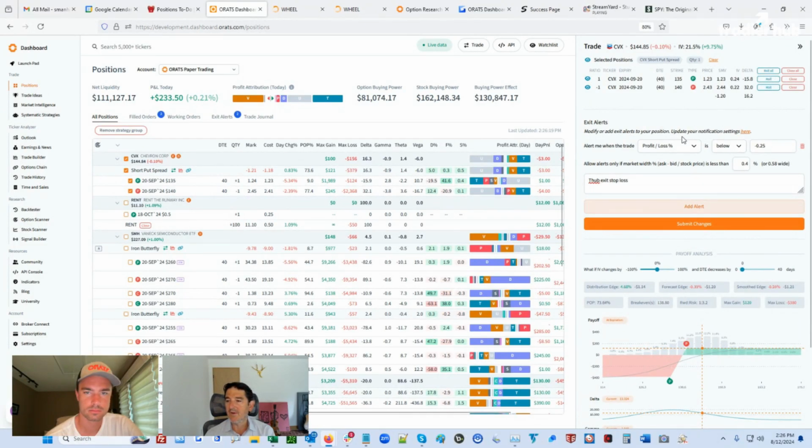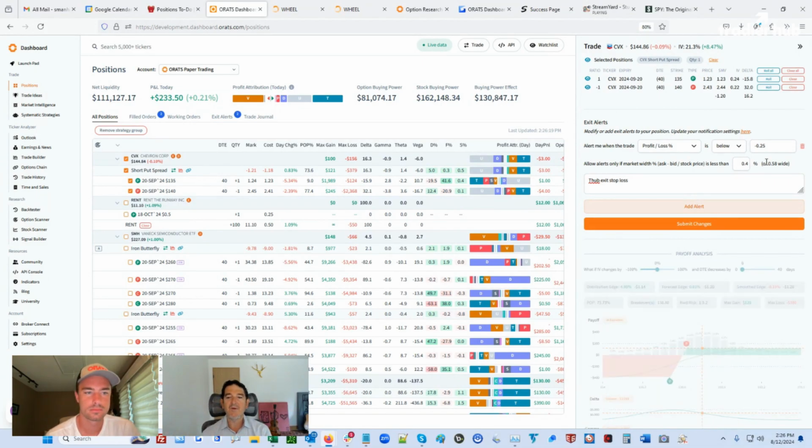market width under kind of standard situations. But if it gets wider, you're able to set that. You don't want to set it too wide, because sometimes the market makers will widen the market out. Like if the stock just crashes but comes back, you don't necessarily want to get an exit alert based on that. This is why I've set it just slightly wider than normal.